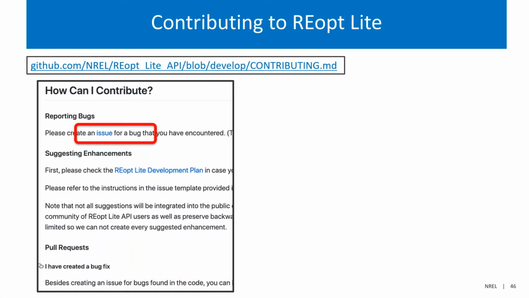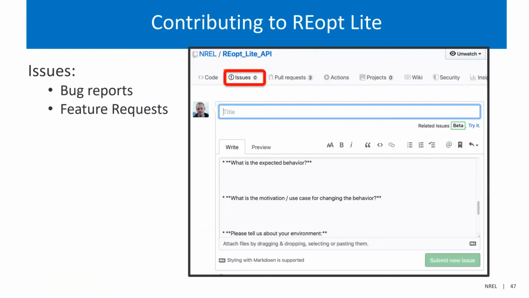This URL here is actually incorrect. You can remove blob develop from that. But this quick little screenshot shows hints on reporting bugs, suggesting enhancements, as well as creating pull requests, with links with more details. And that first one there, if you click on that issue one, you go to the issue tab on our GitHub repo, and then we have a template there to help people fill in if they want to submit a bug report or a feature request to the REopt Lite developers.